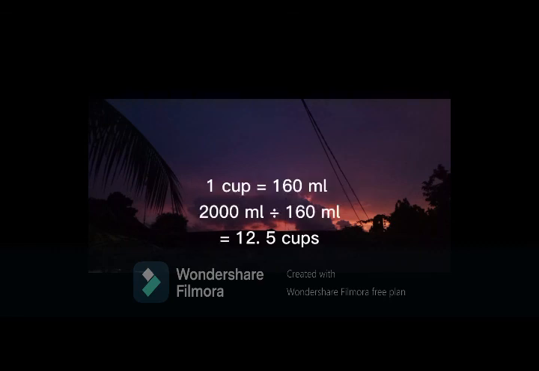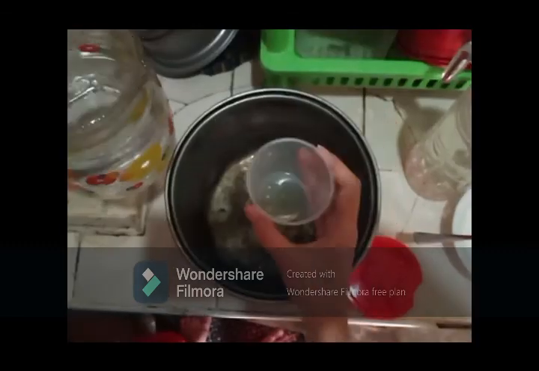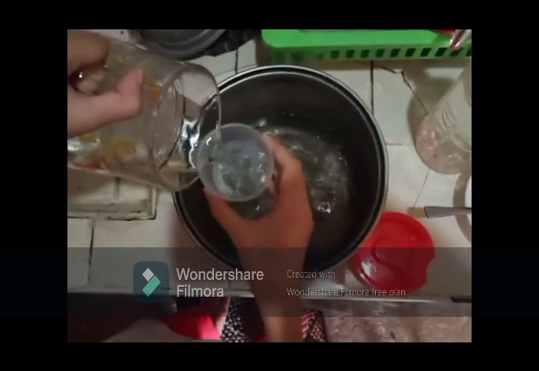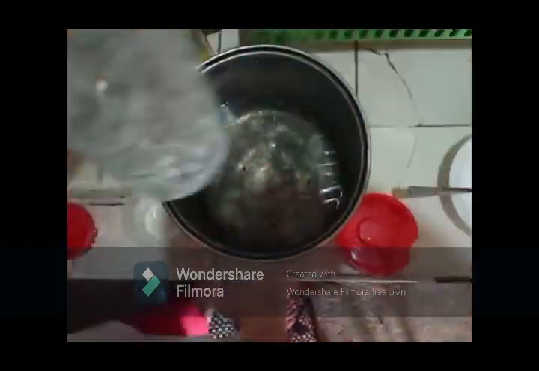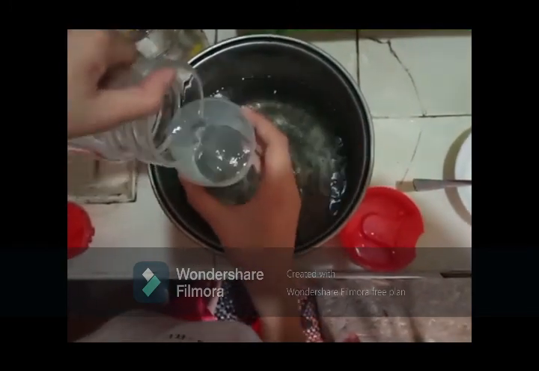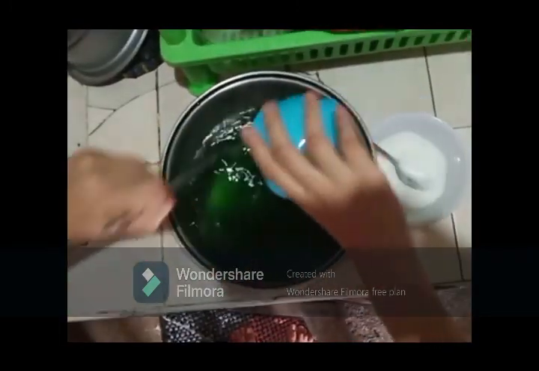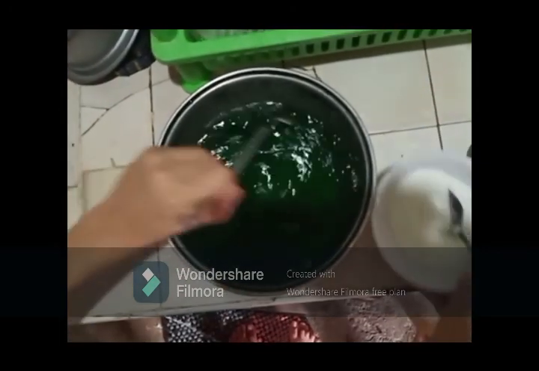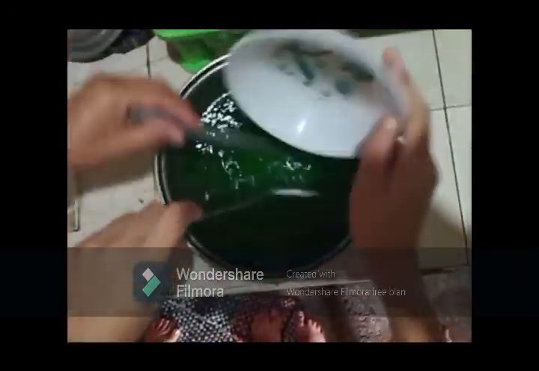And I only have here a cup that could contain 160 ml. So 2,000 ml divided by 160 ml is equal to 12.5. So we'll be needing 12.5 cups of water. Here we'll be pouring 12.5 cups of water in the casserole. Next is adding the gulaman powder and sugar into the casserole with water.